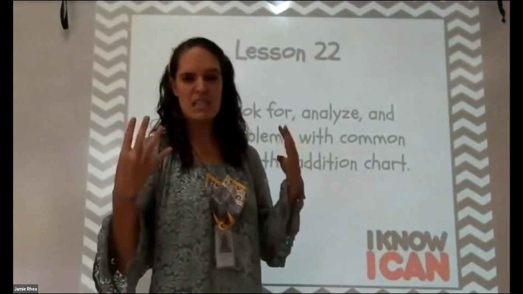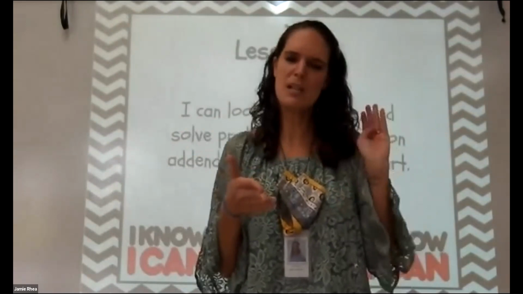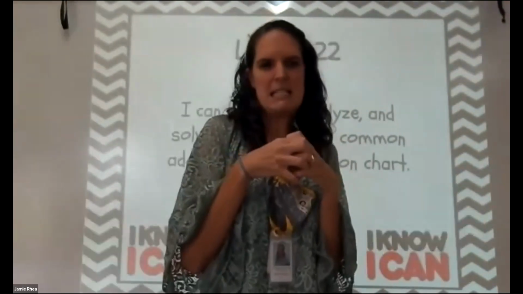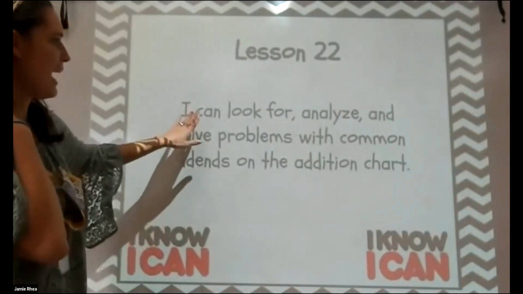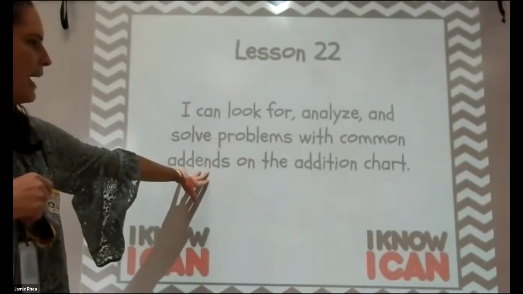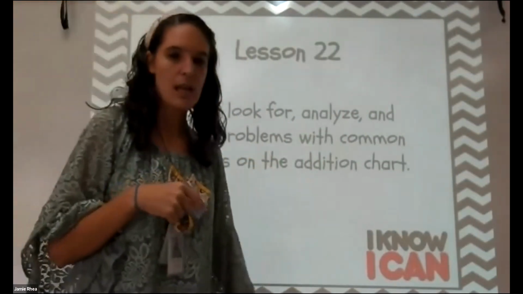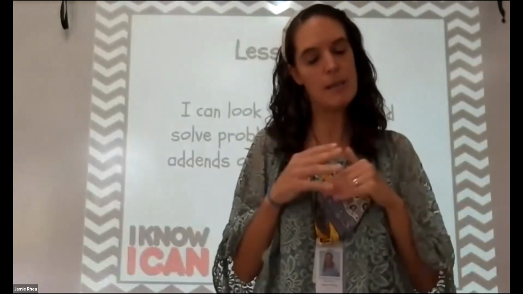We talked about doubles plus one, or just doubles in our last lesson, but today we're going to combine two lessons. We're going to combine 22 and 23 because they teach the same exact thing, but we're going to condense it. So for 22 and 23, I can look for, analyze, and solve problems with common add-ins on the addition chart. Now we're also going to look at some that are mystery numbers, and you have to find the mystery number.